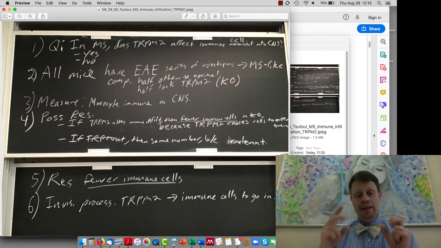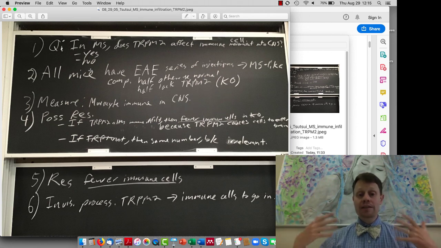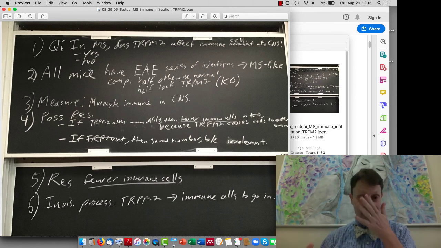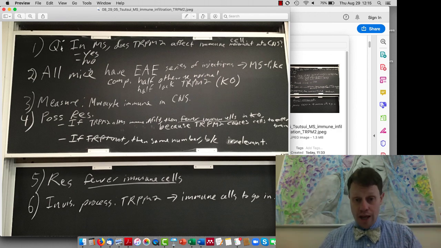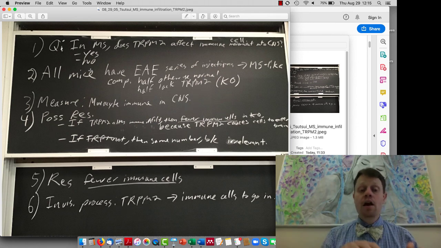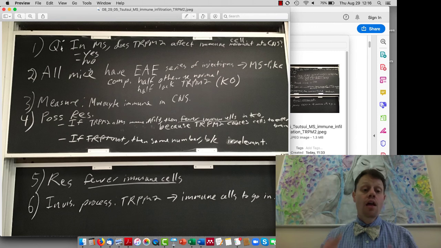The manipulation, they had 2 different things they do. They have a whole bunch of mice, and all of the mice, they give a series of injections that creates an immune response that mimics multiple sclerosis symptoms. In half of those mice, they were genetically normal. The other half had been previously genetically engineered to be missing the gene for this one particular channel that they're interested in. So all of the mice have the series of injections. Half of them are genetically normal mice. The other half are mice that are missing this channel. Those are the manipulations. That's what they did to the animals.